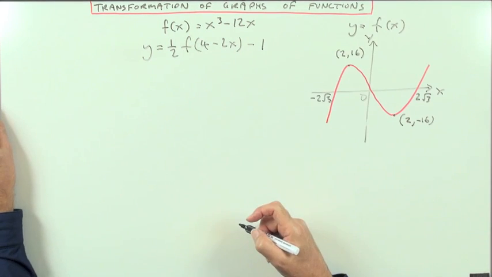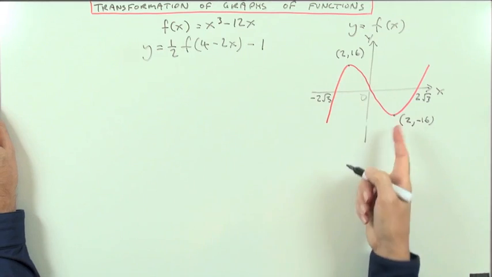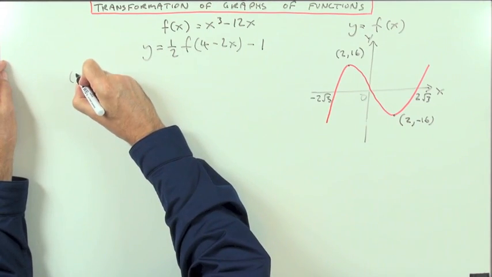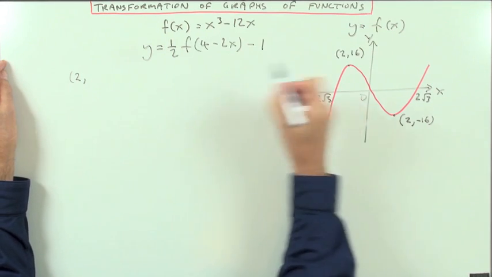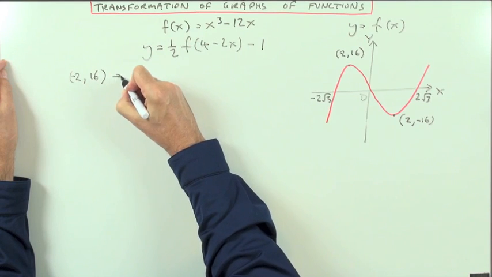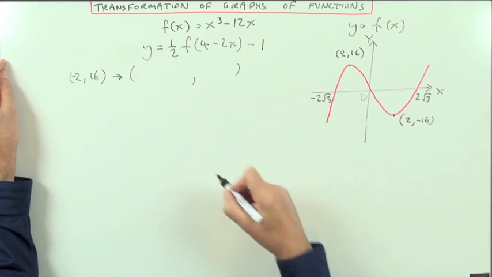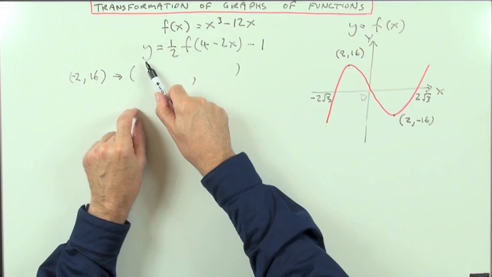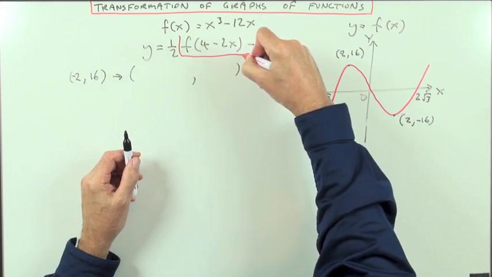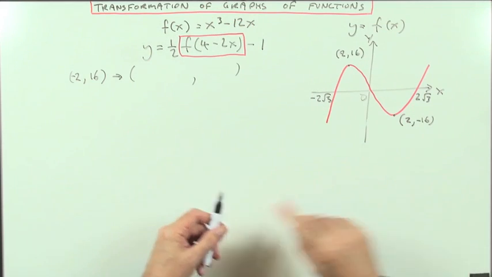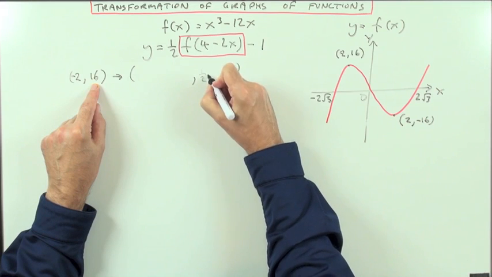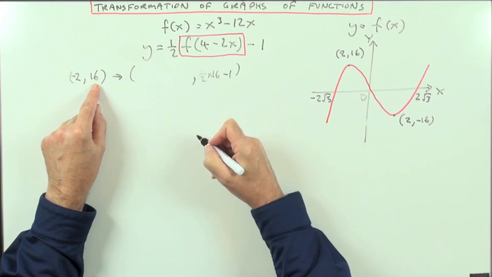So algebraically, what would happen? Well, the only two significant points are these turning points. What would happen to them? Well, the point -2, 16 would go to, what would happen to it? The new answer is half the old answer, which is the original answer. So I'm doing a half of the 16, I could just spell it out. A half of 16, take away 1.